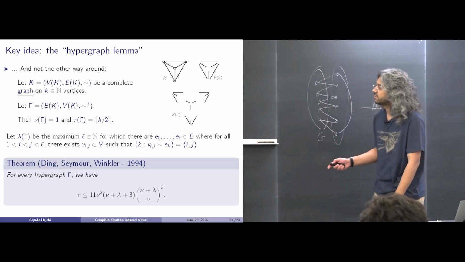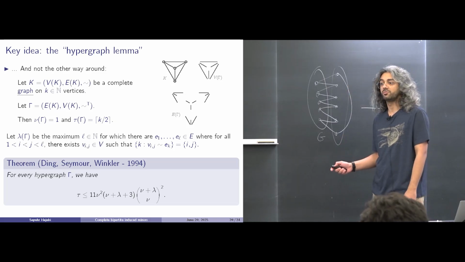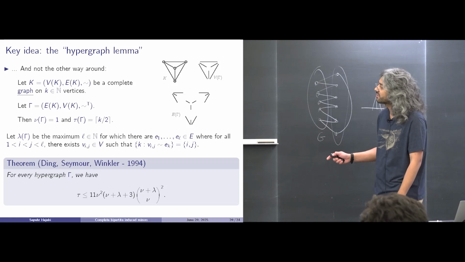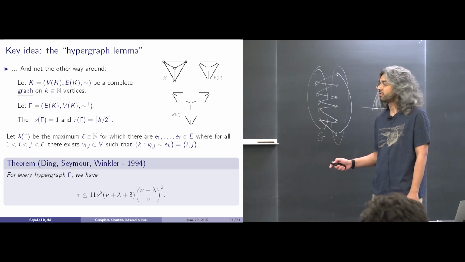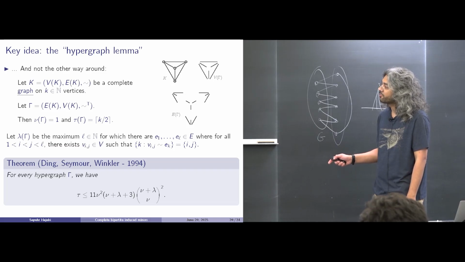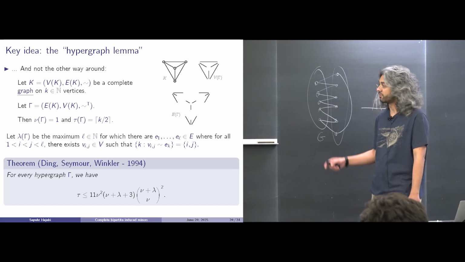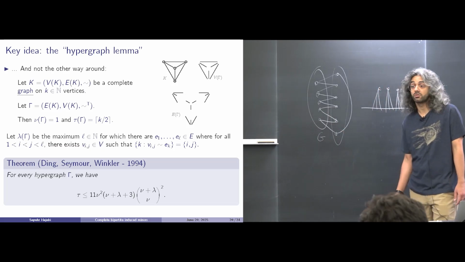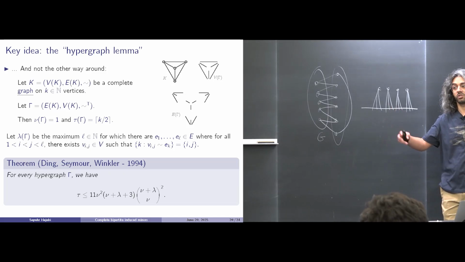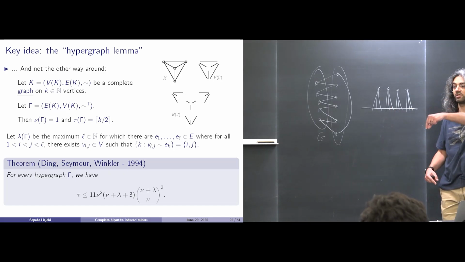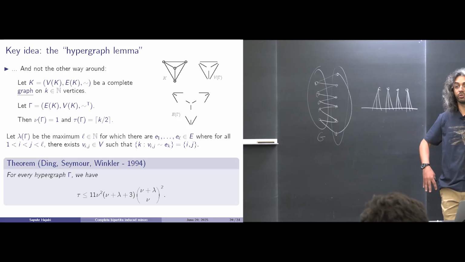So just think about, let's define lambda of your hypergraph to be the maximum L for which something like this sits in your graph. You can find L hyperedges in your hypergraph such that for every two of them, there is some vertex of the hypergraph that is incident with those two hyperedges, and with no other hyperedge among these L hyperedges. So L hyperedges such that for every two of them, there is some vertex that is incident with those two and with nobody else.